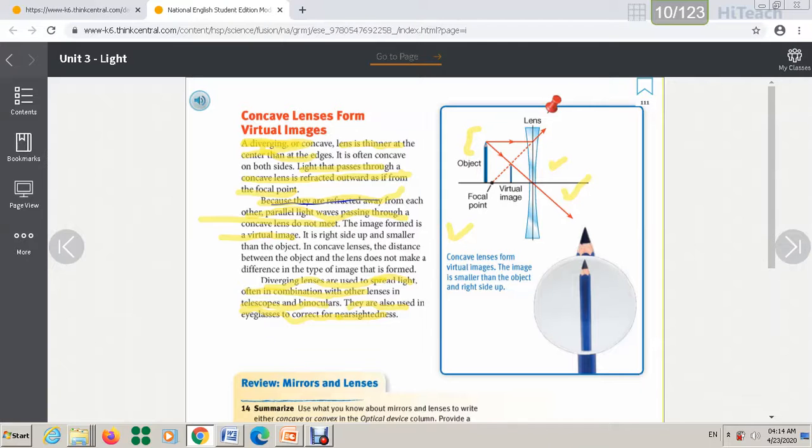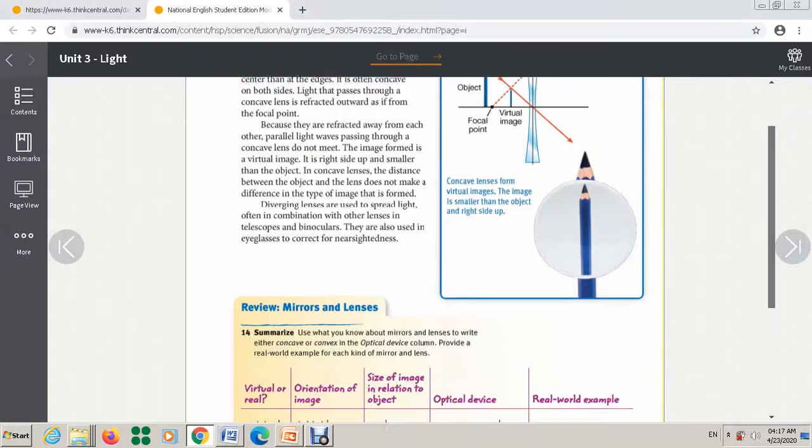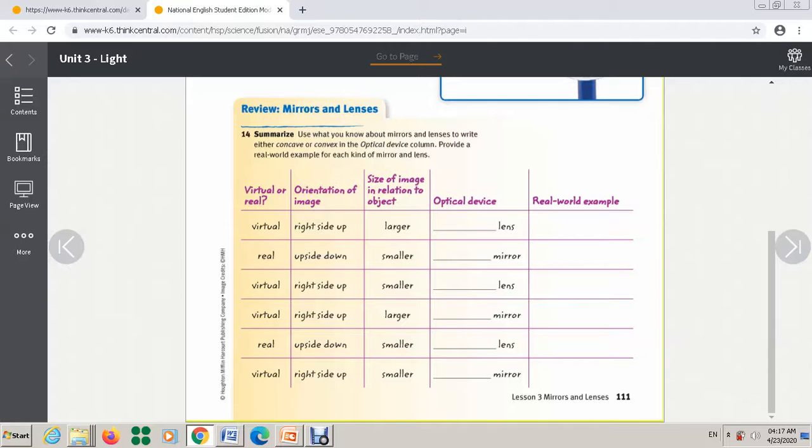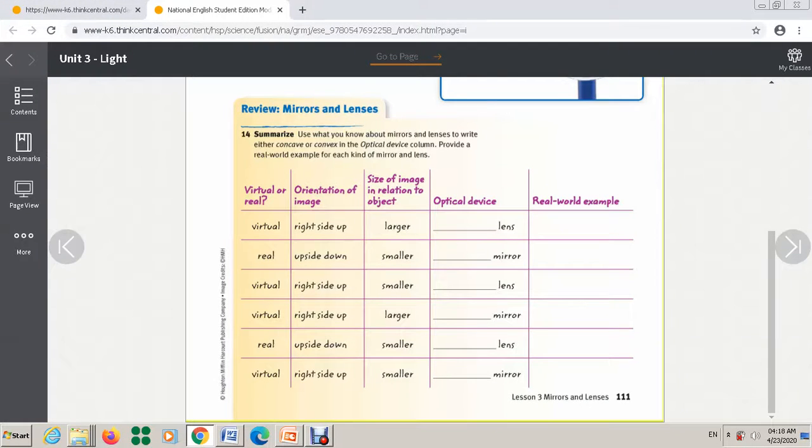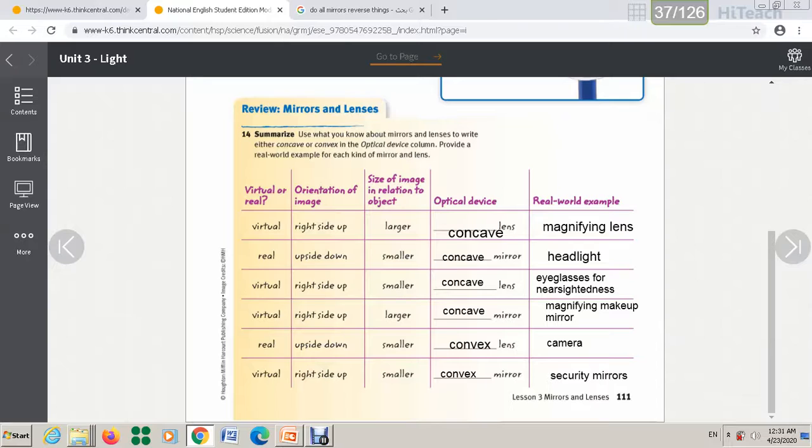The last thing that I want to talk about, look at this table here. From the property, you have to know which type of lens this is and where we can use it. I'll give you the answers to check your answers. So check the answers here. These are the answers. You can check them.